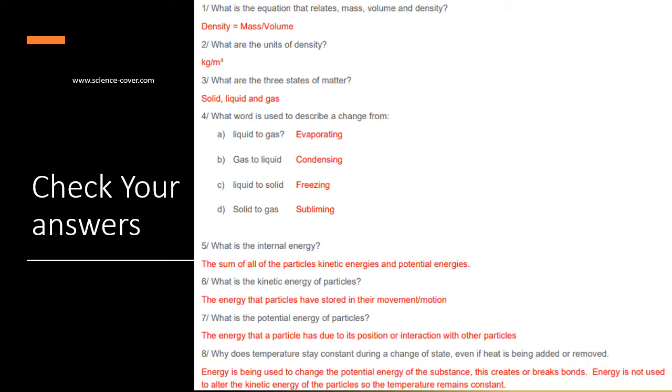Why does the temperature stay constant during a change of state, even if heat is being added or removed? The energy is being used to change the potential energy of the substance. This creates or breaks bonds. Energy is not used to alter the kinetic energy of the particles, so the temperature remains constant.